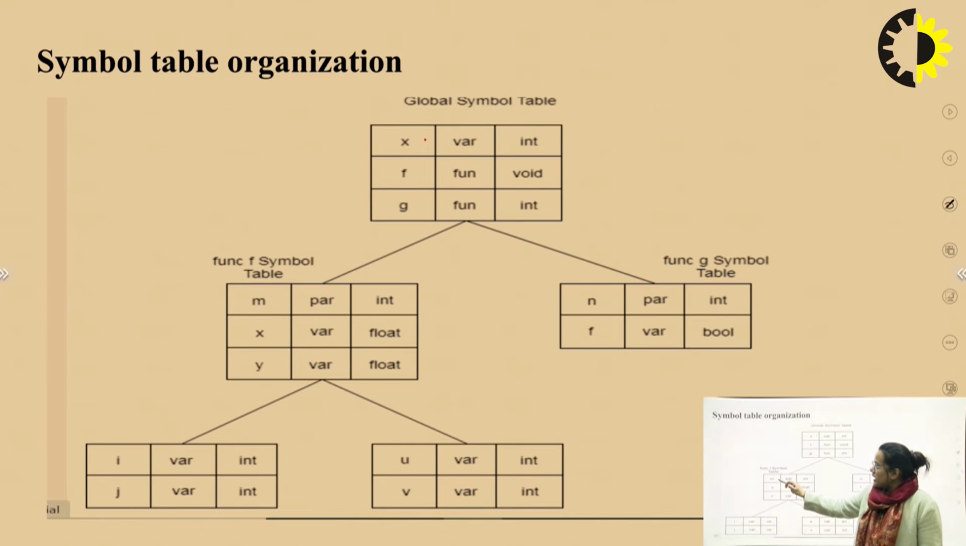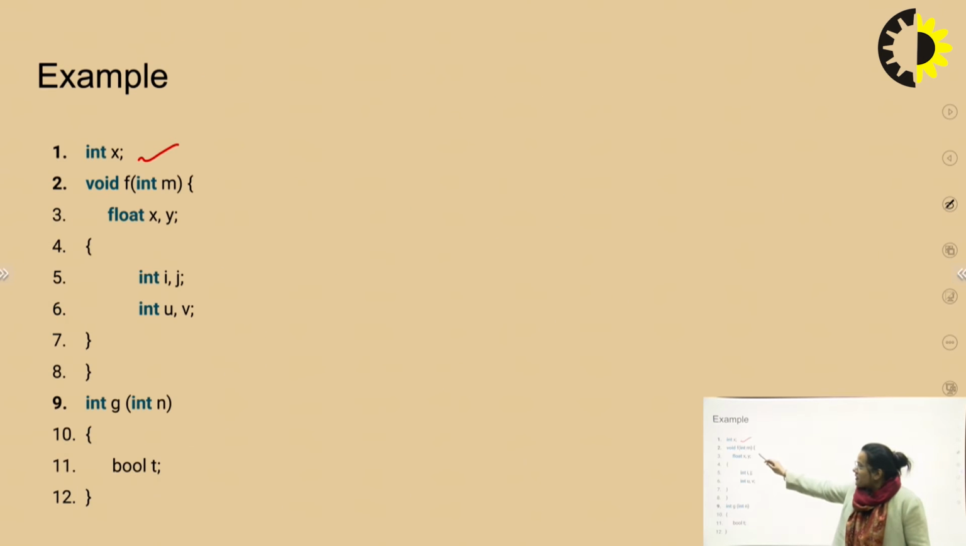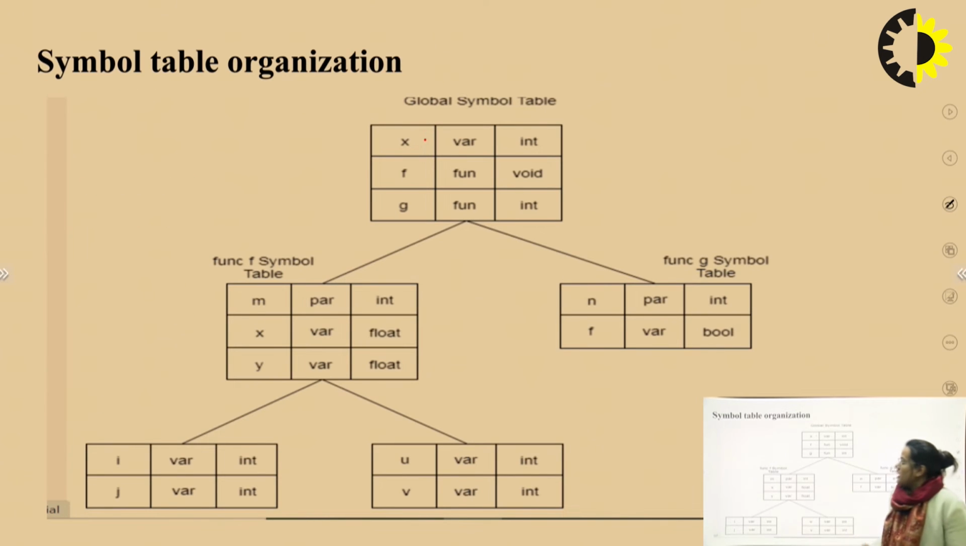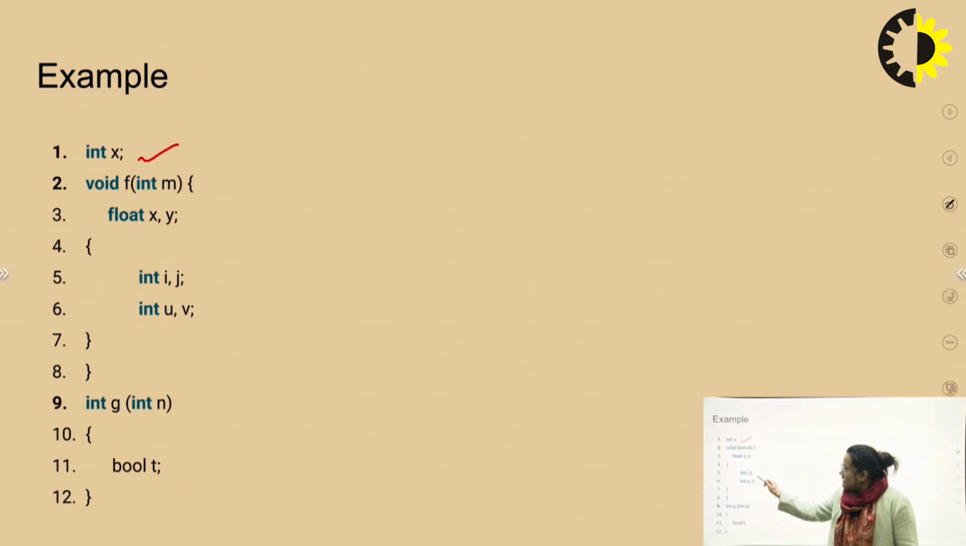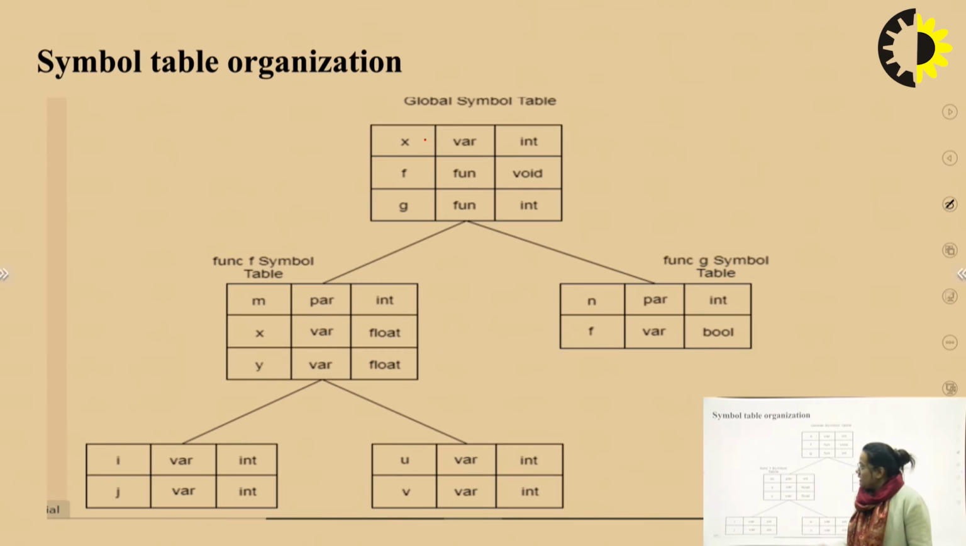Next is the f function table. In the f function table, m is a parameter of type int, x is also a variable that is float, and y is also a variable of float. Now after that, we can see i, j, u and v. There are four variables, i, j, u and v, and they are of integer type, declared inside the f function.